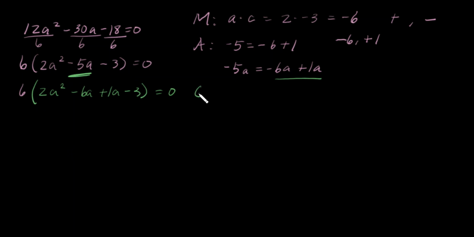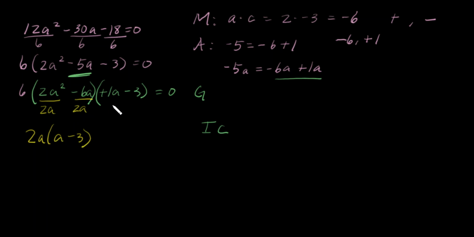We're going to group now. We're going to group the two terms together, and then we're going to see what they have in common. 2a squared minus 6a, what does it have in common? Well, it has 2a in common. Divide this by 2a. Go ahead and take that out. Factor that out. You get a minus 3.